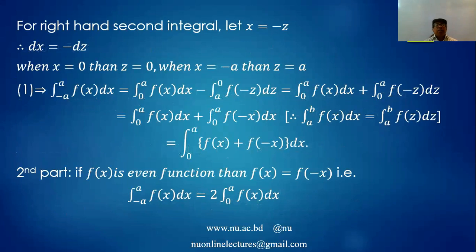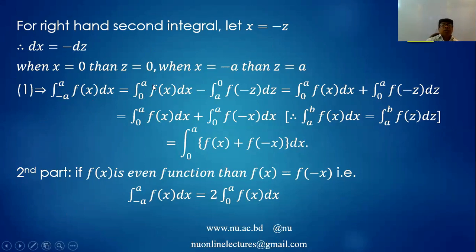From the right hand second integral, let x equal to minus z. We are taking x equal to minus z, so differentiating with respect to x, dx equal to minus dz. When x equal to 0, z equal to 0. When x equal to minus a, z equal to a.